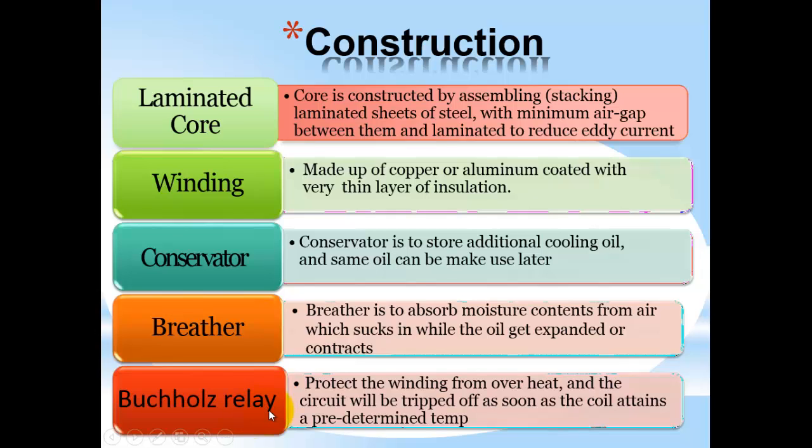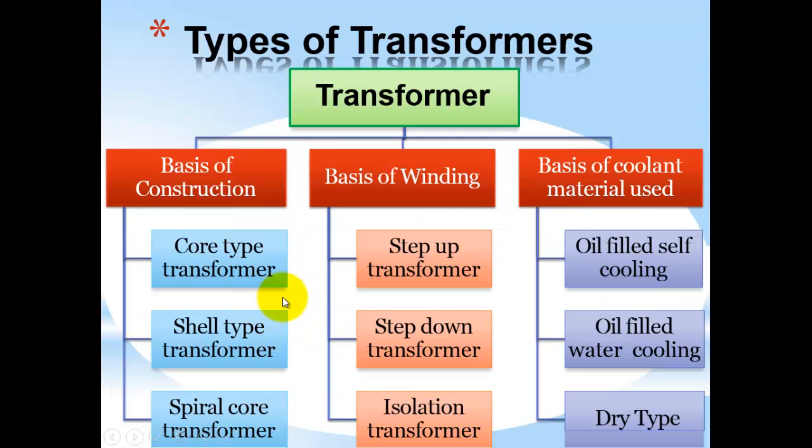Then the Buchholz relay, or nowadays we also use electronic relays, in order to protect the winding from overheat, and the circuit will be tripped off as soon as the coil attains a predetermined or preset temperature. Now we will discuss different types of transformers.